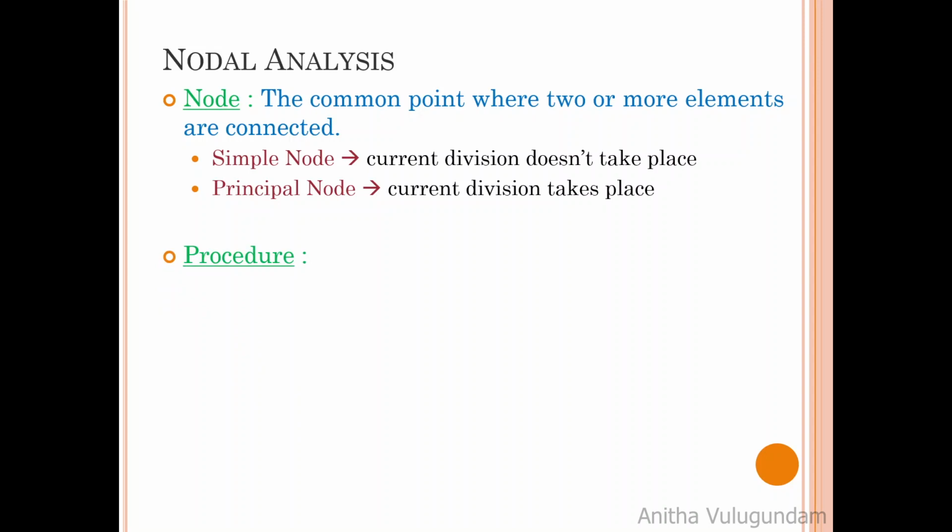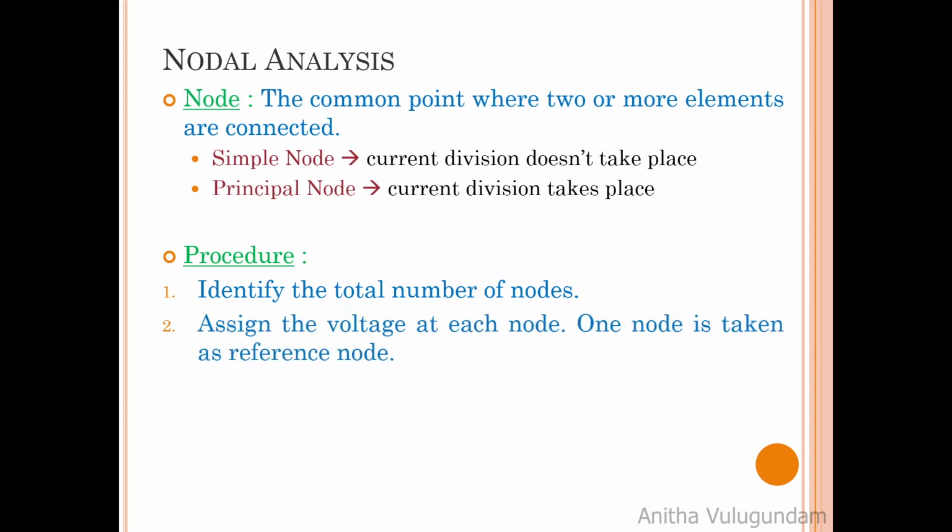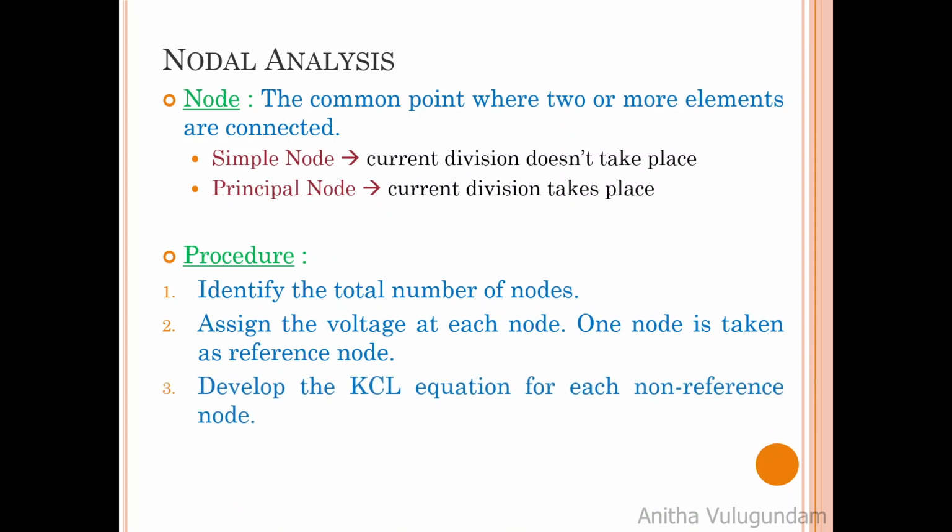The procedure to be followed in nodal analysis is: identify the total number of nodes, and assign the voltage at each node. One node is taken as the reference node. Develop the KCL equation for each non-reference node. Solve the KCL equations to find the node voltages.